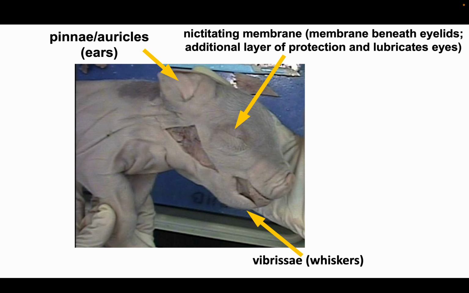All right. So when you lay your pigs flat on the dissection tray, you can open up the eyes a little bit and you should see the nictitating membrane. And this is a membrane underneath the eyelid that serves as an additional layer of protection, and it also helps lubricate the eyes. Please keep in mind that pigs were wild animals at some point. So in the wild, having that additional eyelid structure is going to really help protect them against any foreign debris.